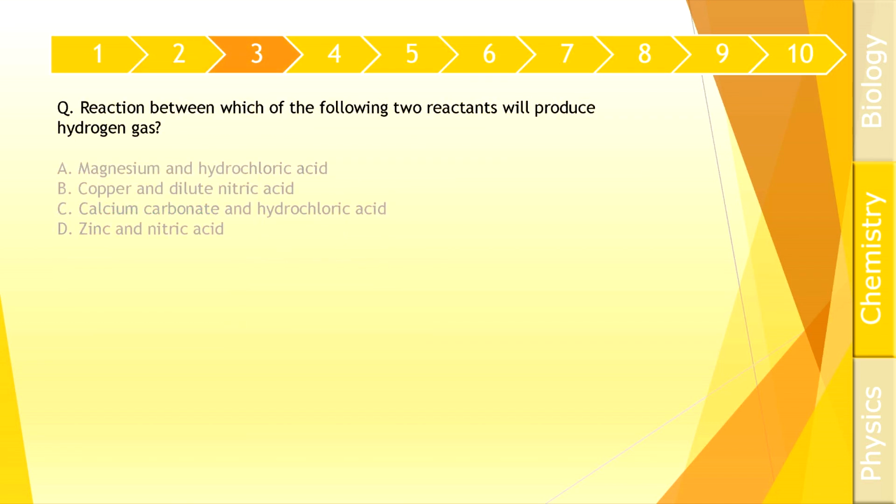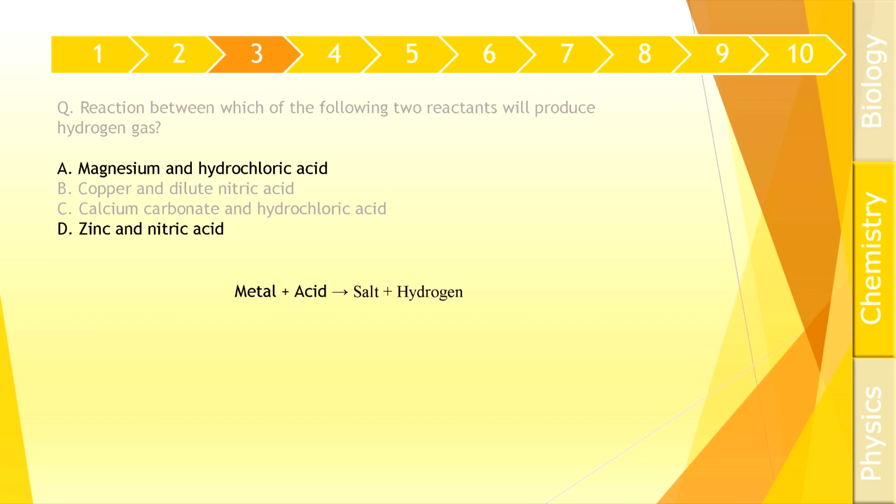Third question is asking how to produce hydrogen. This is one of those questions where there are 2 correct answers. A simple rule of thumb is when a metal reacts with an acid, it produces hydrogen gas. This may not be always true, like option B in this question, but generally it is true. Here both A and D are correct answers.